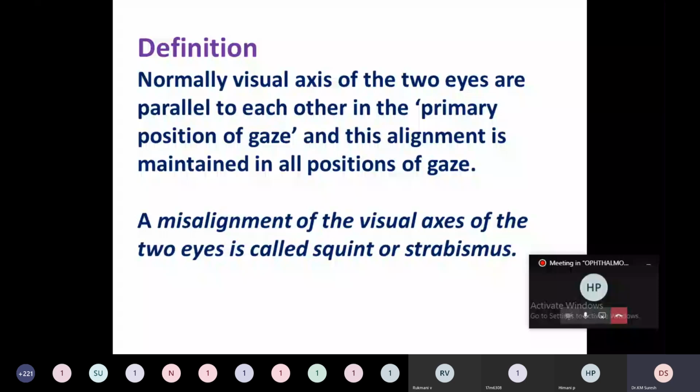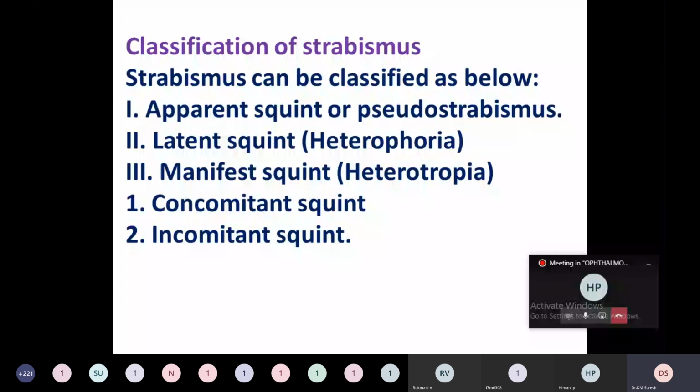Then how do you classify strabismus? Broadly, strabismus can be classified as apparent squint or pseudostrabismus. Apparently, the eyes look squint, but when you see the visual axis of both the eyes, they are parallel to each other in all the gazes, of course, except in convergence. They are parallel to each other in all the gazes. That occurs in a few cases, which I am going to name in the next few slides.